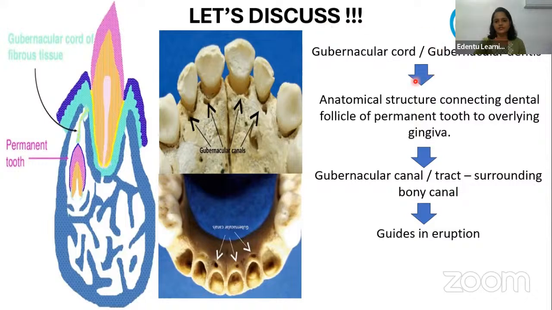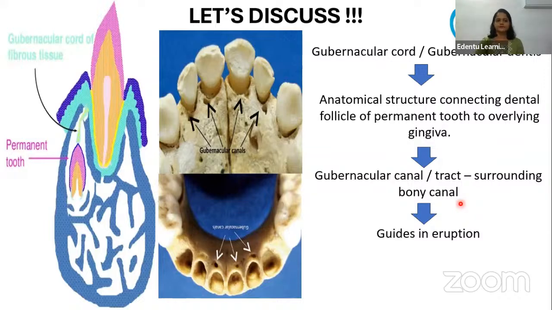This gubernacular cord is an anatomical structure that connects the dental follicle of the permanent tooth to the overlying gingiva. It is extending and it helps in the eruption of the permanent tooth. So this gubernacular canal or tract is the surrounding bony canal, and the main function is the eruption.